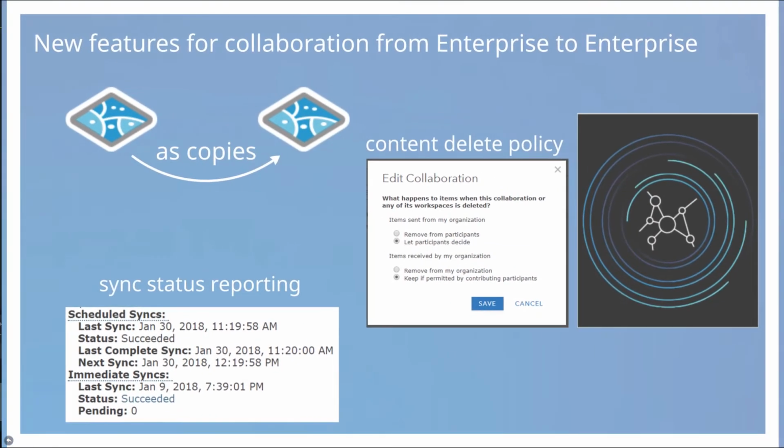New at 10.6, users participating in enterprise-to-enterprise collaborations can now share feature layers as copies, creating a new hosted feature layer in the recipient's Enterprise portal. Also new in collaboration is a content delete policy, which provides options for what happens to items both sent and received by an organization after a collaboration or workspace is deleted. In order to provide insight into the sync status of collaborated items, administrators can now monitor immediate and scheduled syncs in order to anticipate when items will next be available for participants and for troubleshooting.